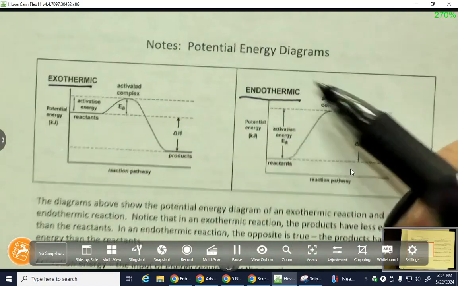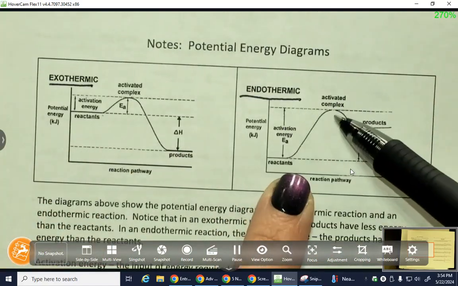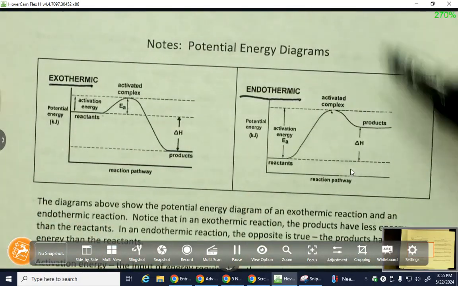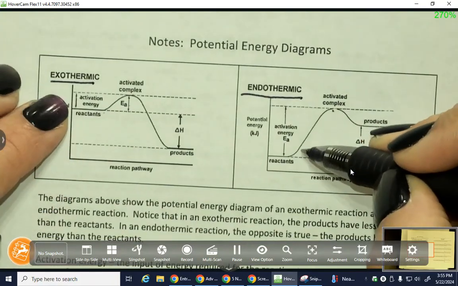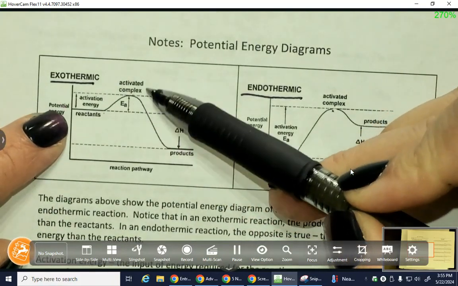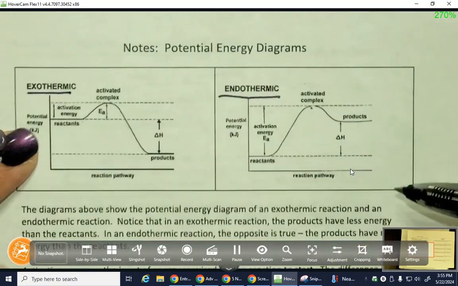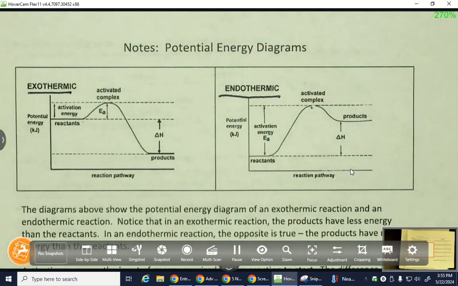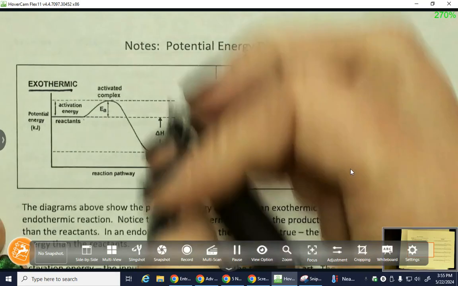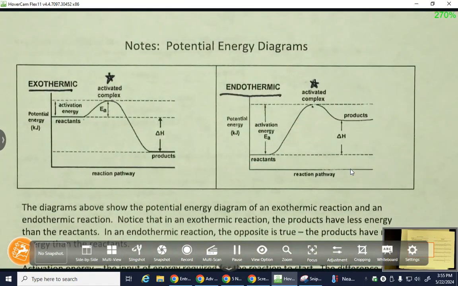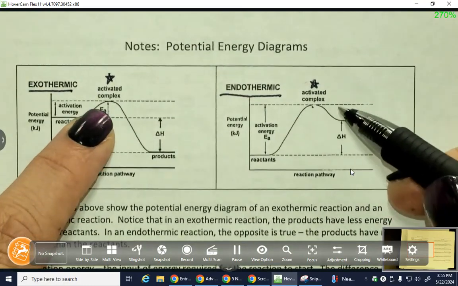If you notice, the ladder is a whole lot shorter on this side than on this side. That has to do with our activation energy: how much energy you have to put in to make it to this point up here, called the activated complex. The activated complex is the energy button you need to push in order to make a reaction go. You have to reach this spot for the chemical reaction to even occur.